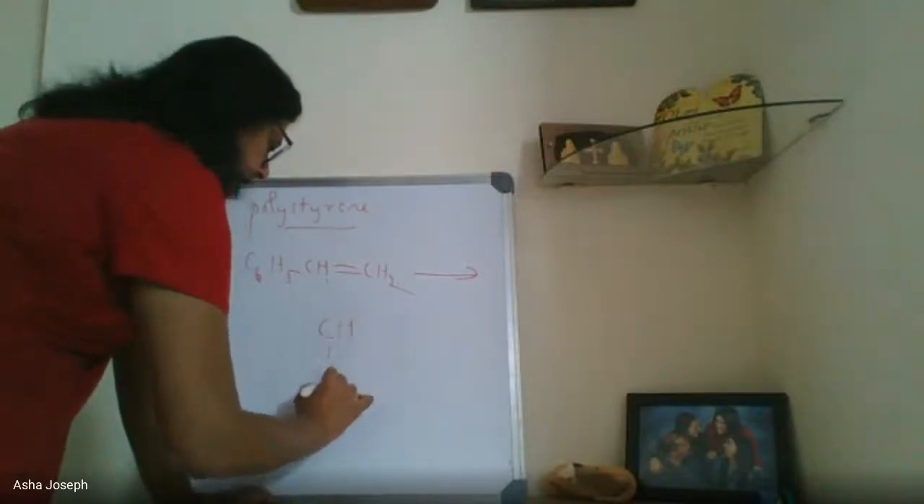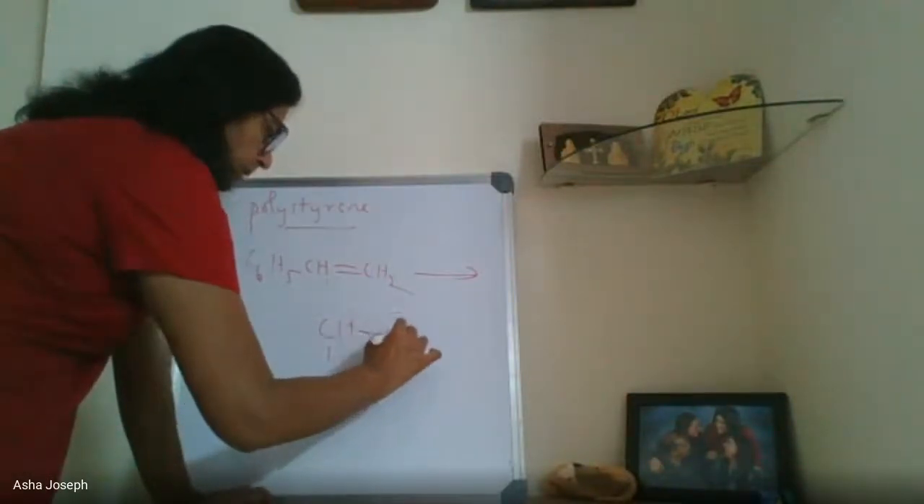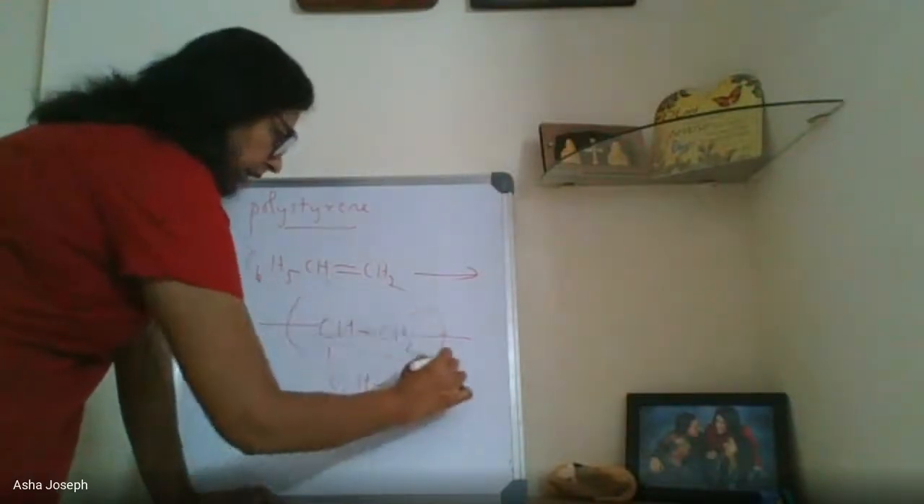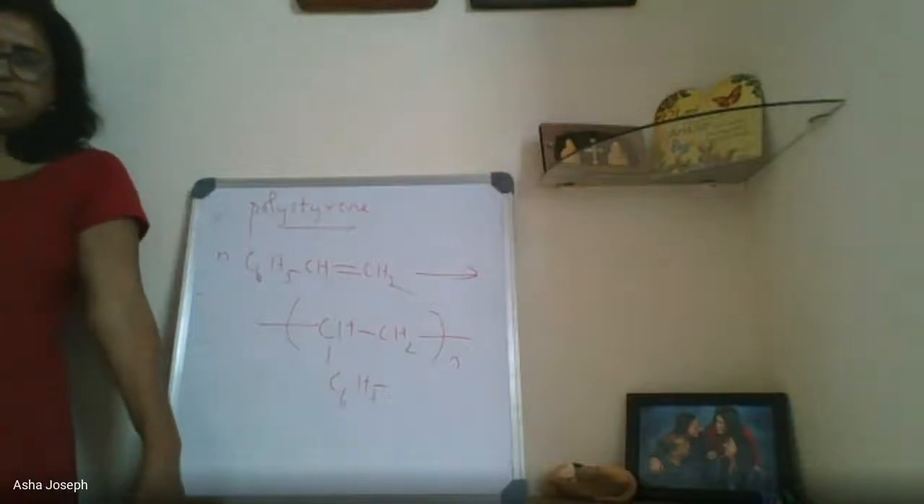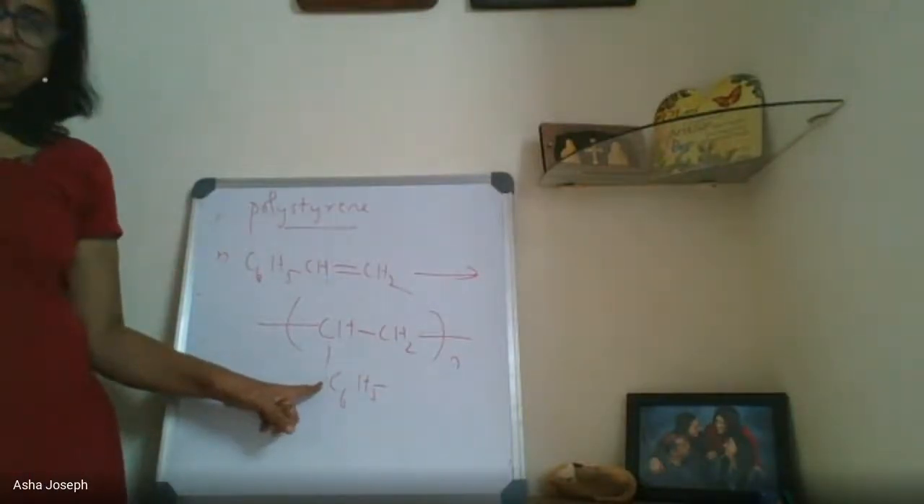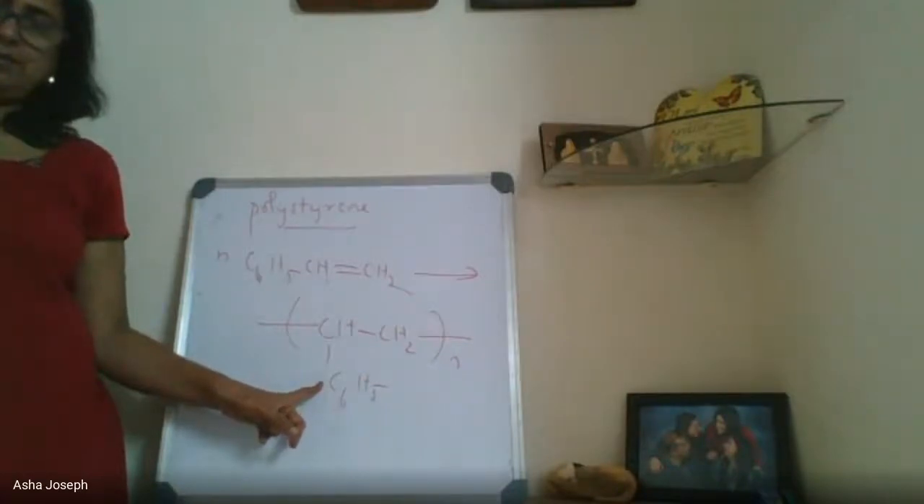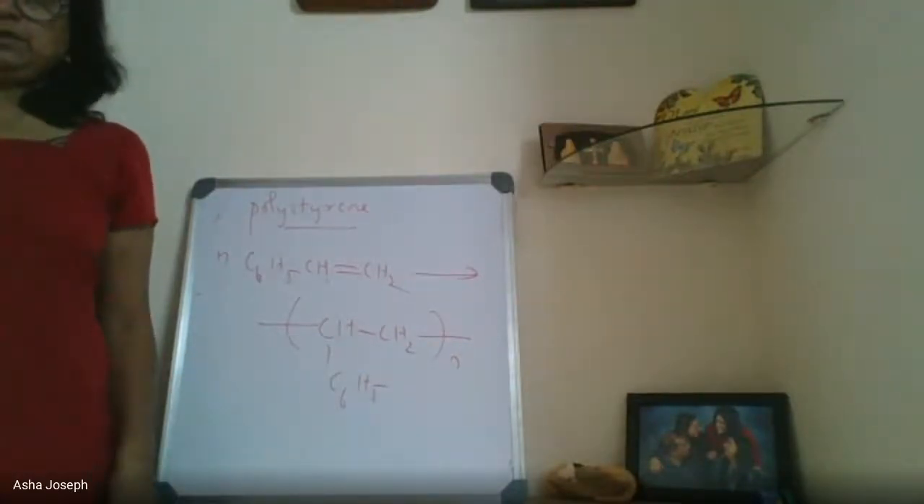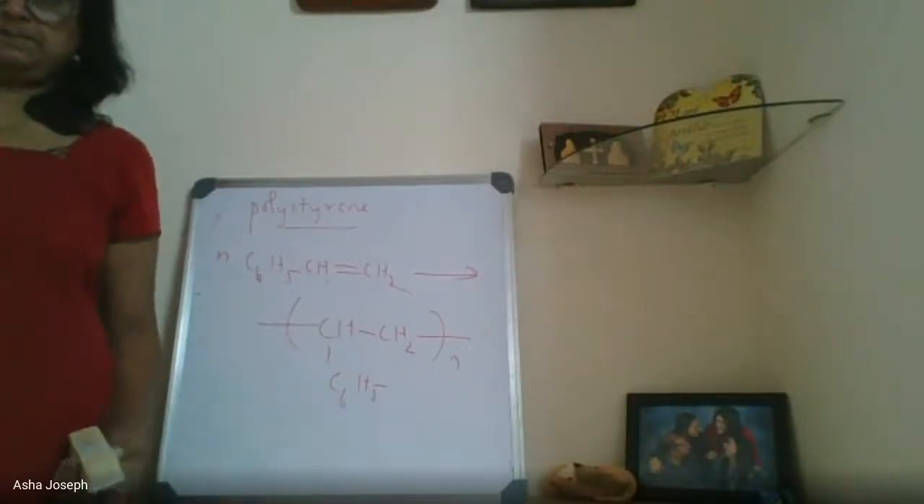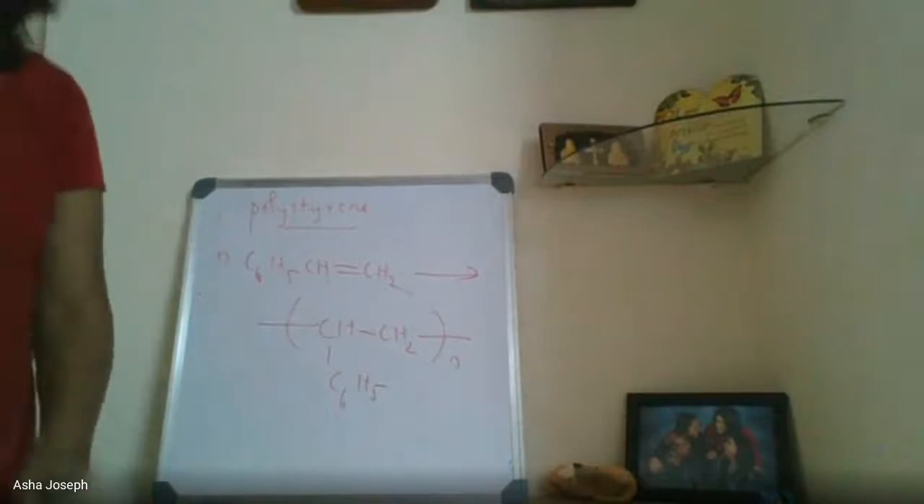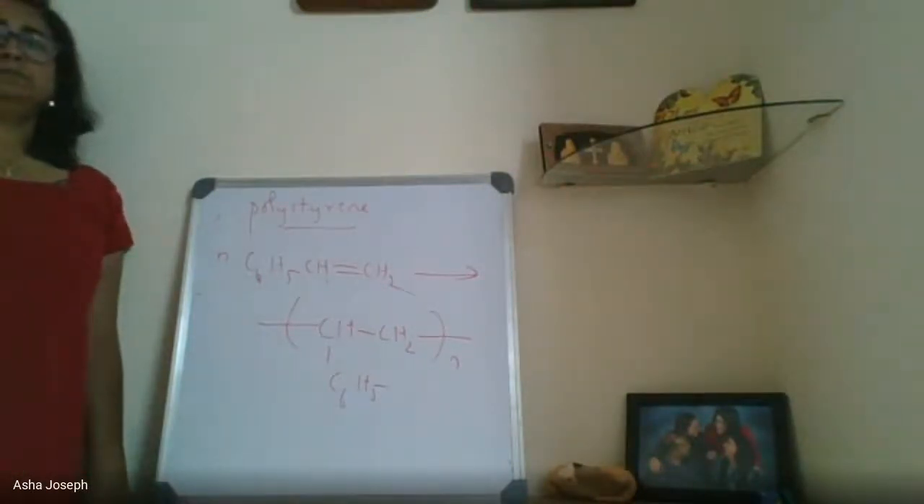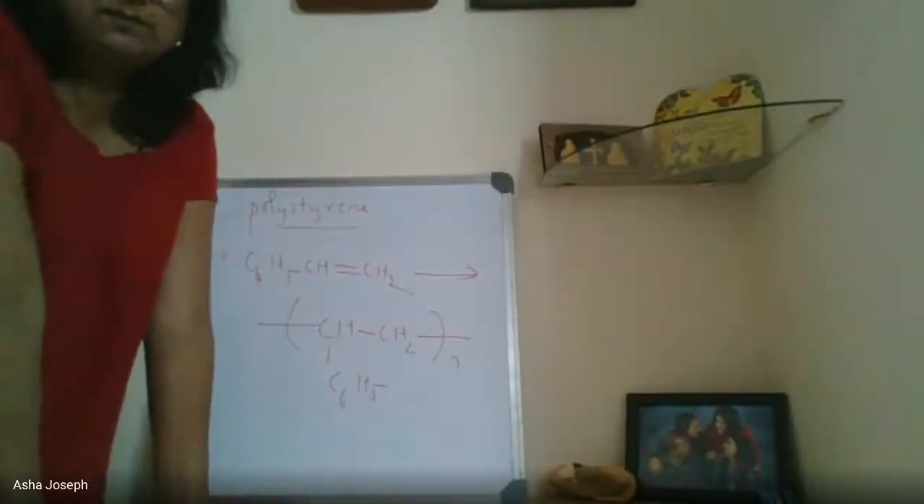So C6H5, open the double bond n times. Clear? This is polystyrene. So if they give the polymer like this, then you should understand it is styrene. Monomer is styrene. Doubts you can ask, otherwise next polymer. Okay? Yes, ma'am. Who is having doubt? No doubts, ma'am. No doubts, okay.